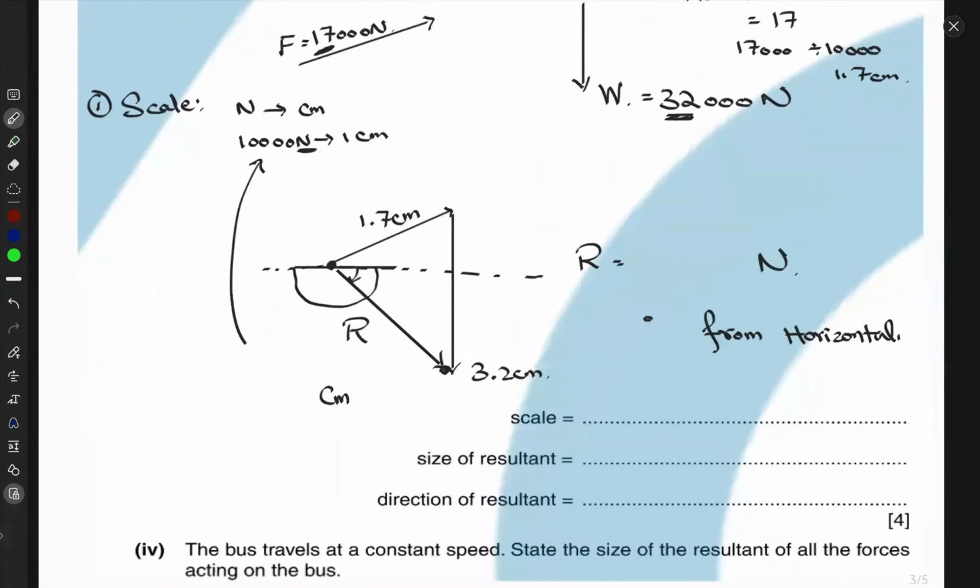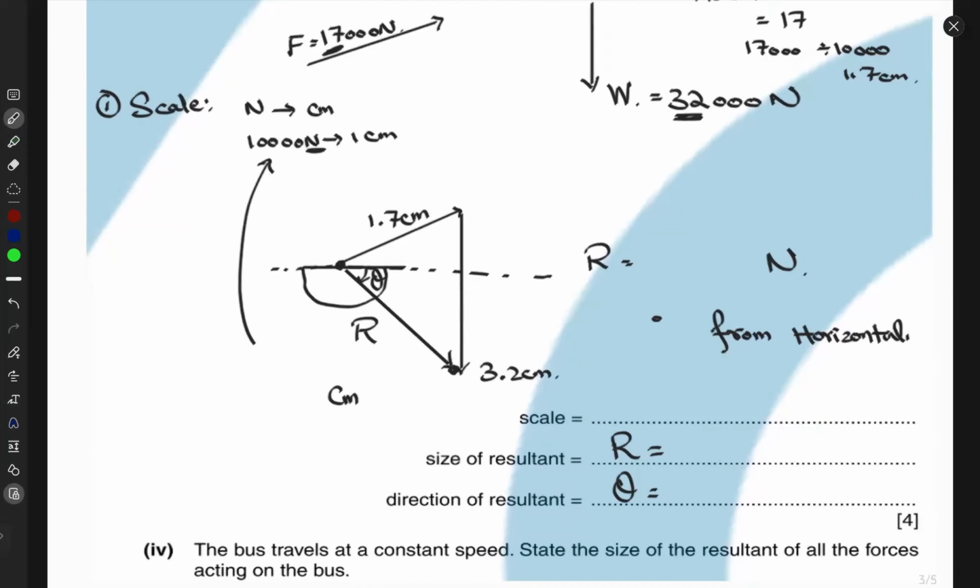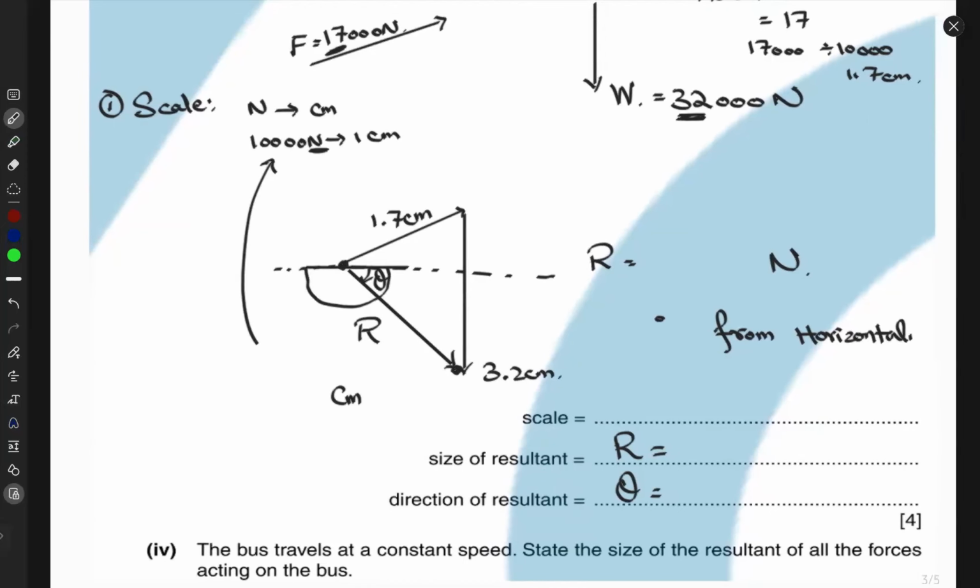And then you'll just obviously write down the scale that you chose. The size of the resultant is this value for r, and the direction of the resultant is this angle theta that we were finding. So is that clear for everyone? Yes. Okay, great.